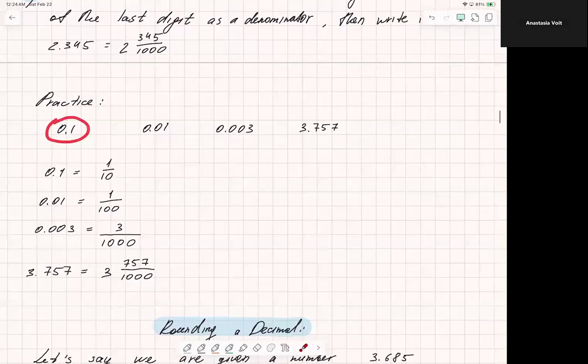So we have here 0.1, 0.01, 0.003, and 3.757. So let's convert them into fractions.